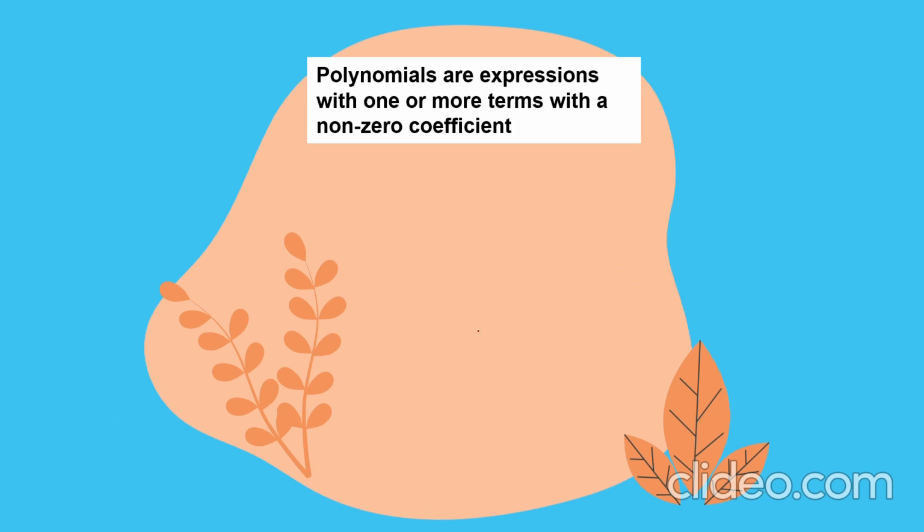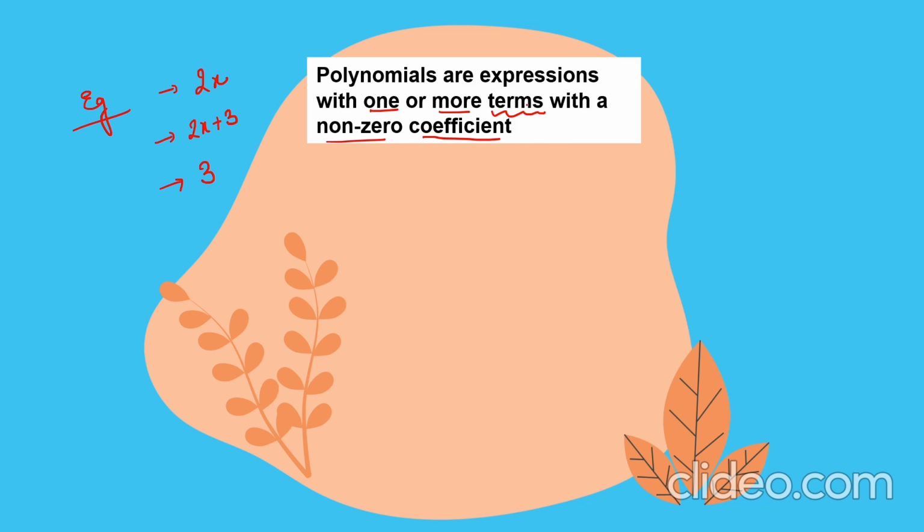Polynomials are expressions with one or more terms with a non-zero coefficient. Let's check with the help of an example. If I say 2x, it is a polynomial that satisfies with one term. If I write 2x plus 3, it satisfies more terms. Hence 2x and 2x plus 3 both are polynomials. Even without this x or variable, you can say 3 is also a polynomial.